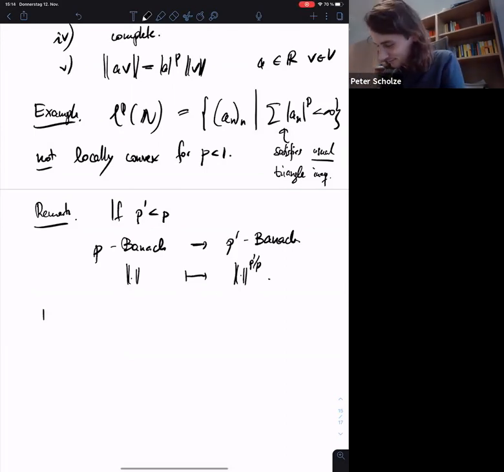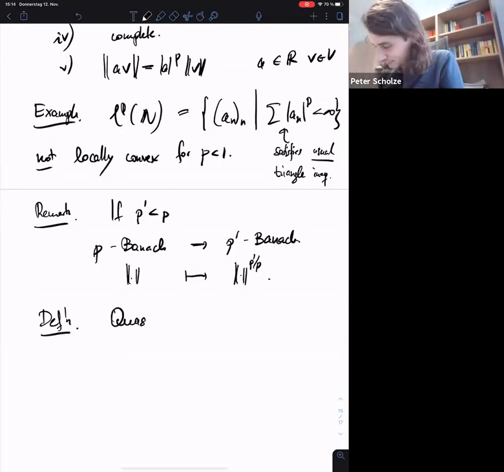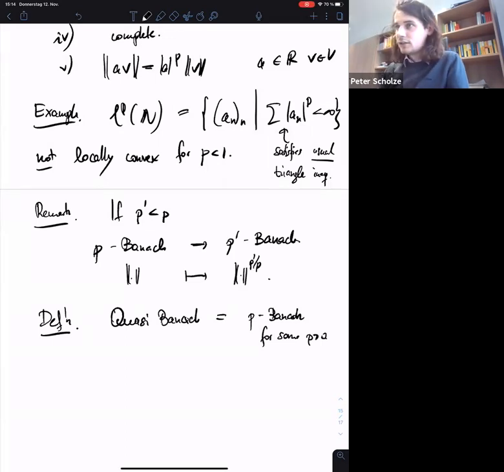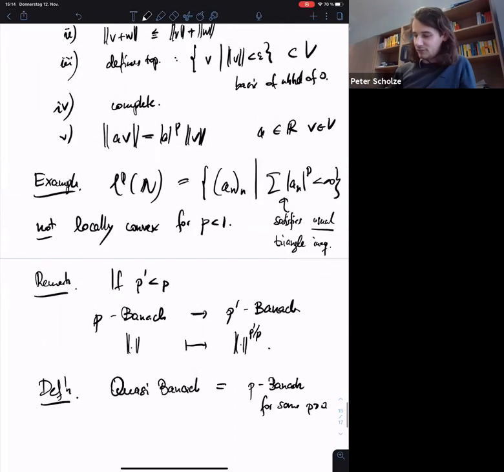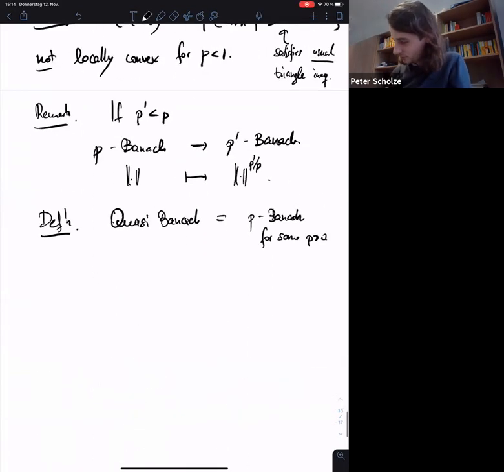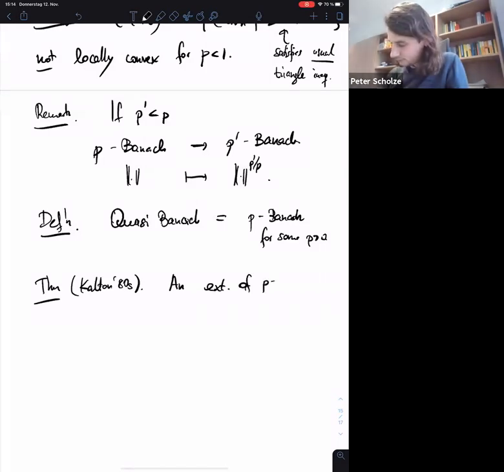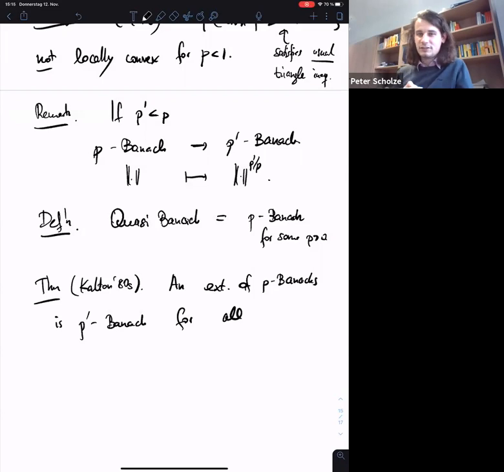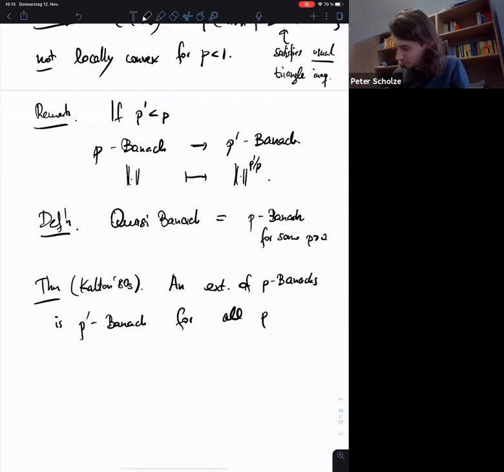Okay. And so then there's the notion of a quasi-Banach, there's p-Banach for some p. And this is a setting that's not been considered too much in classical functional analysis, but it has been considered in particular by Kalton. One theorem that Kalton proved in the 80s is that an extension of p-Banachs is p prime-Banach. Well, not p-Banach itself. So some of the same phenomena that we had for Banach still exist in p-Banachs, but it's p prime-Banach for all p prime less than p.